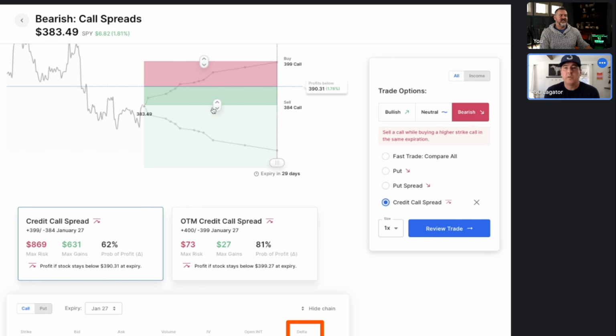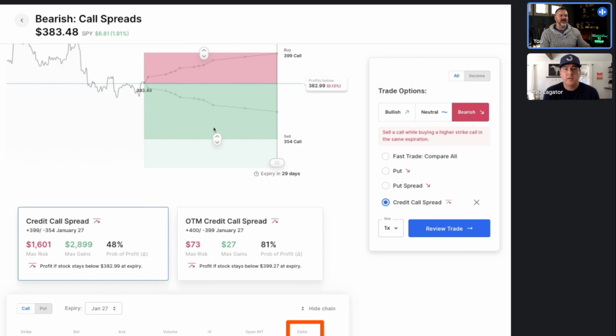Yeah, and like the condor, when we saw this, I can just drag this so that I can make this more bearish or more bullish.